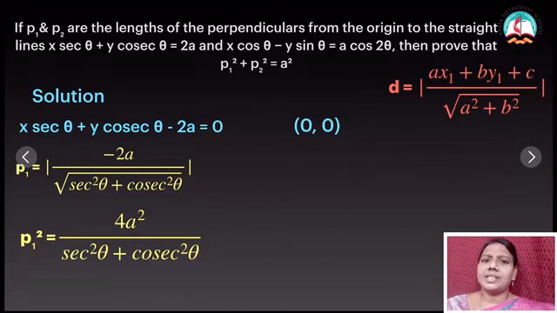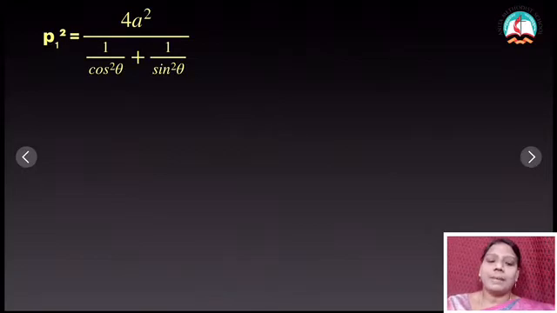How can I change it? What is the inverse of secant? The inverse of secant is cos. The inverse of cosecant is sine. We substitute those things here. So P1 square is equal to 4a square by 1 by cos square theta plus 1 by sine square theta. Shall we take the LCM? If I take the LCM, it becomes sine square theta plus cos square theta divided by, what is my LCM, cos square theta sine square theta.